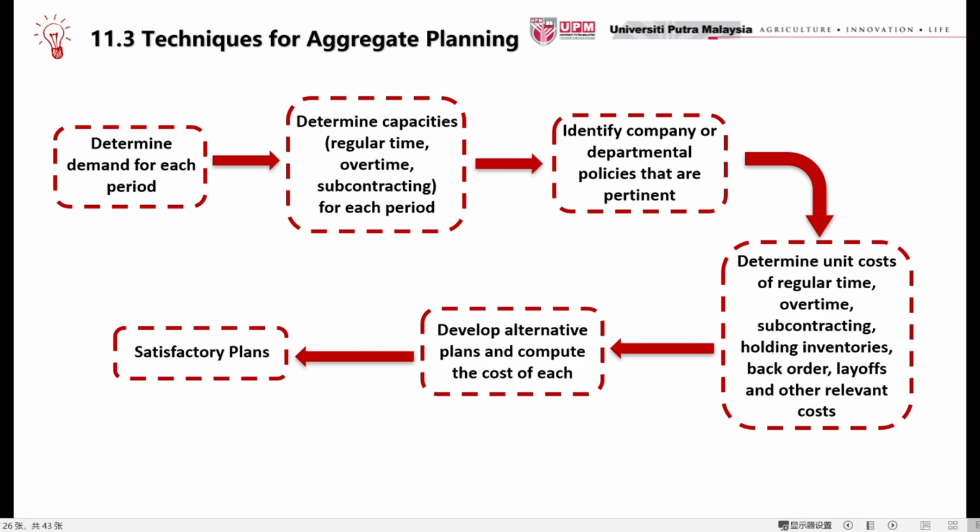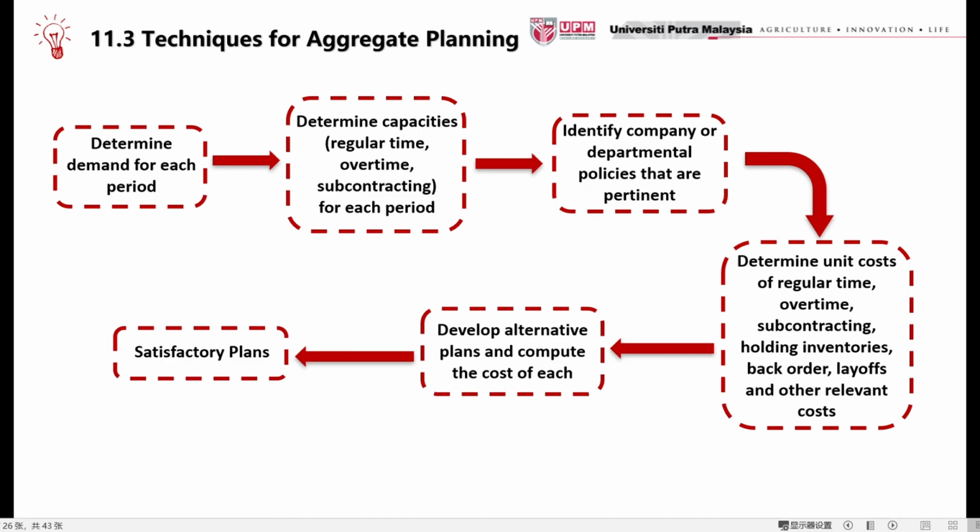This flow chart is about aggregate planning. In the first four steps, you can see that we need to determine a lot of data, such as the demand of each period, the capacity of each period, identify the company or department's policies, and determine unit costs for different times. After that, we can get enough data to help us analyze.